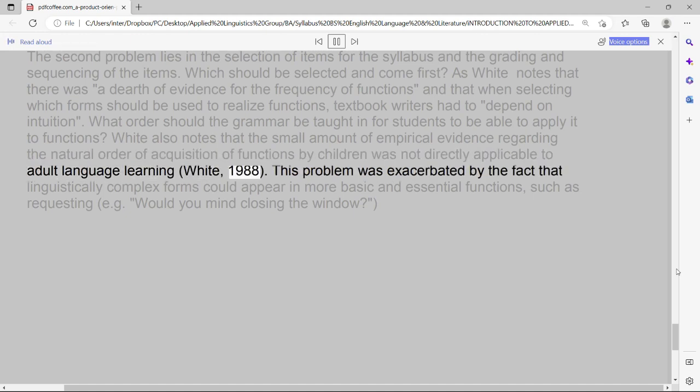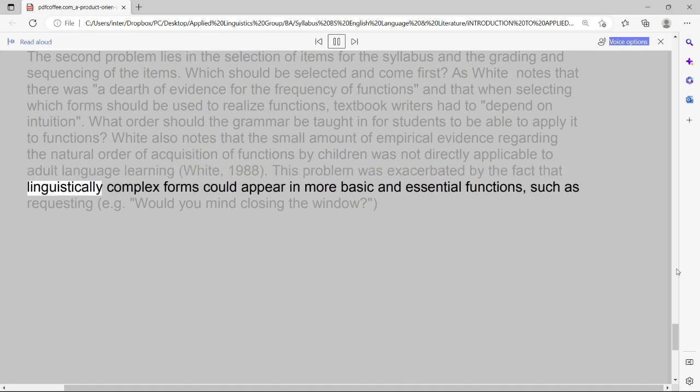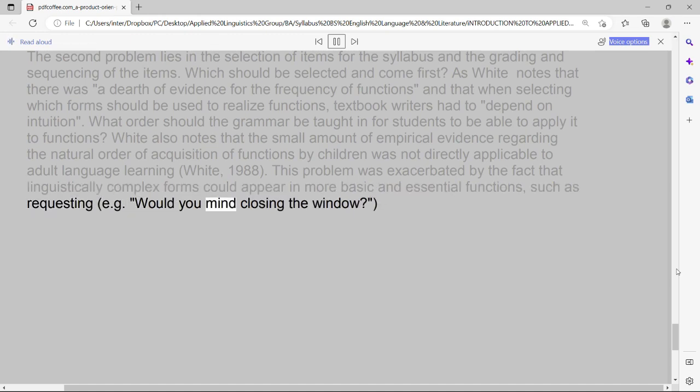White, 1988. This problem was exacerbated by the fact that linguistically complex forms could appear in more basic and essential functions, such as requesting, e.g., would you mind closing the window?